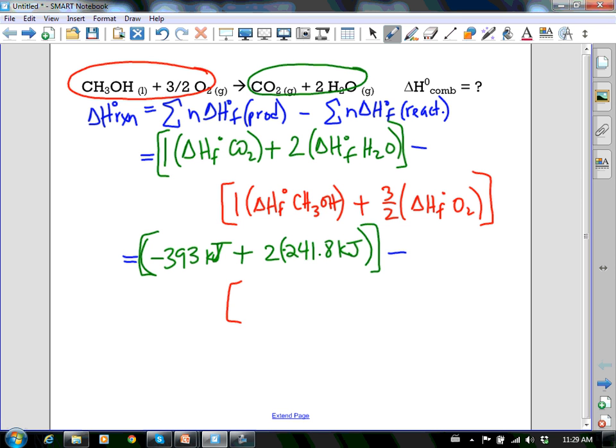So I've got 1 times the heat of formation of methanol, which is negative 239.1 kilojoules. And then my heat of formation of oxygen is 0 because oxygen is already in its standard state. I don't need any energy to form that. So basically punch these numbers into your calculator, and at the very end, please actually take some time and do this. You should end up with negative 638 kilojoules for every mole of methanol that's burned.